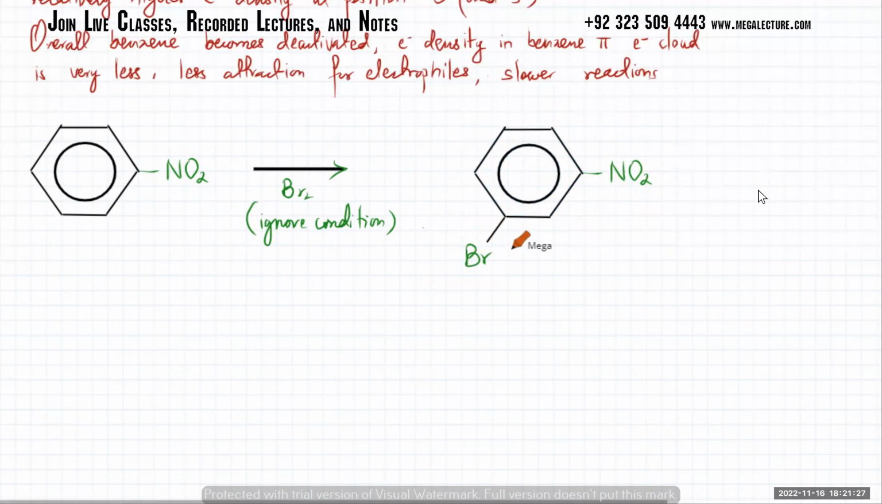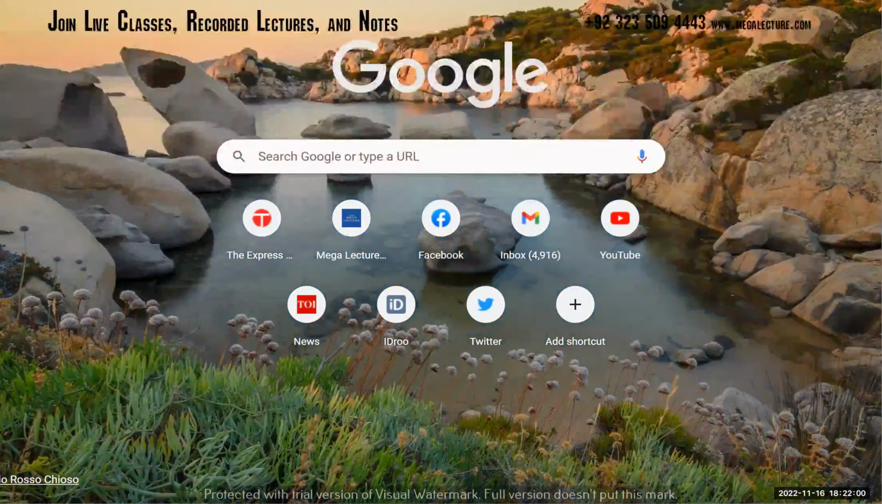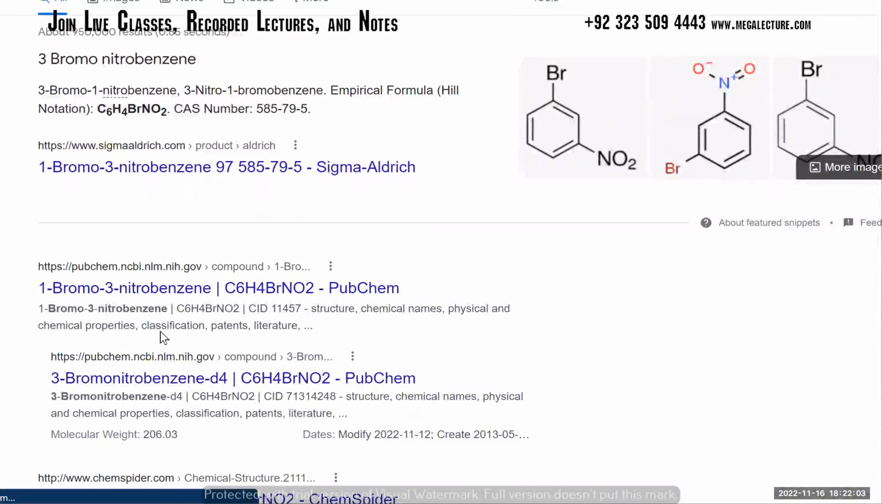Sir, yes sir. What name will we give this? This is nitrobenzene, and this is 3-bromo. NO2 has higher precedence, so it's going to be 3-bromonitrobenzene. That's it. The nitro will be at 1, right? Okay sir. About the naming, I'll tell you one thing: even if I search for this, 3-bromonitrobenzene.